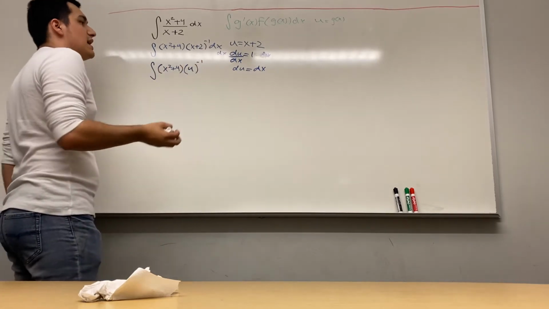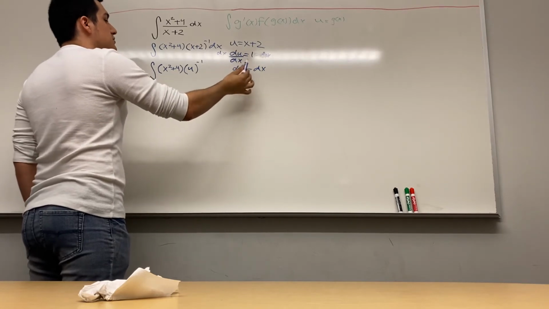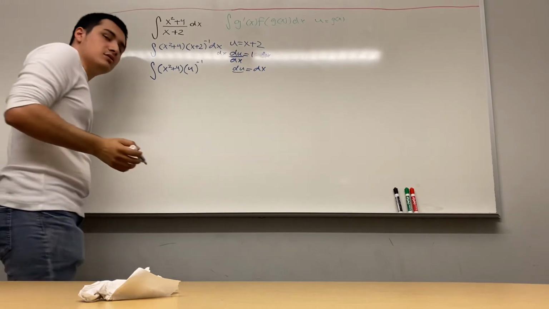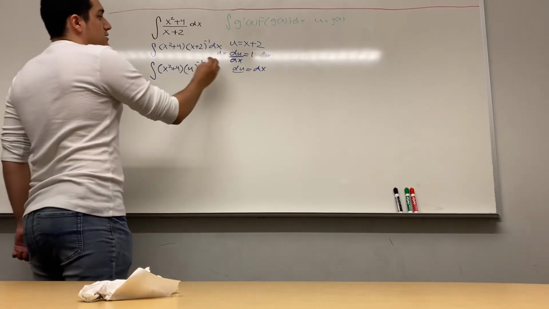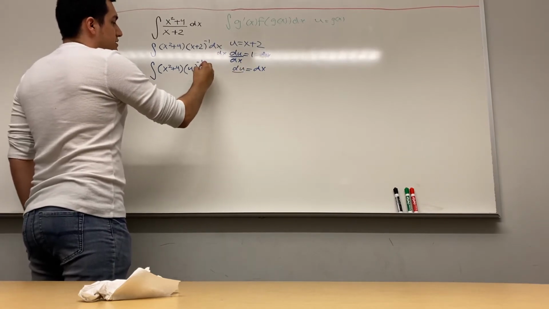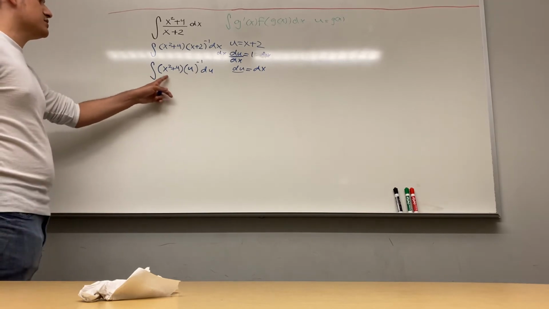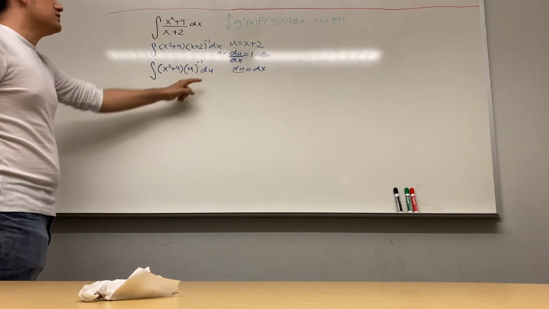Now we also established when we took the derivative of x plus 2 that du is equal to dx. So anywhere we see dx, we can replace it with du, because we're trying to evaluate this integral with respect to u. So let's go ahead and get rid of dx and replace it with du. So now we have this term here, x squared plus 4 times u to the -1, du.